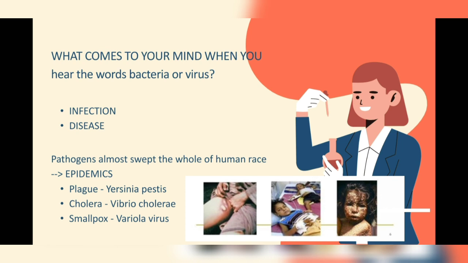What comes to your mind when you hear the words bacteria or virus? Yes, it can be the words infection or disease. There is a difference between infection and disease. Infection, often the first step, occurs when bacteria, viruses, or other microbes that cause diseases enter your body and begin to multiply. Disease occurs when the cells in your body are damaged as a result of the infection and signs and symptoms of an illness appear.